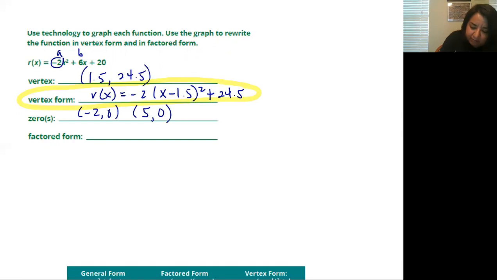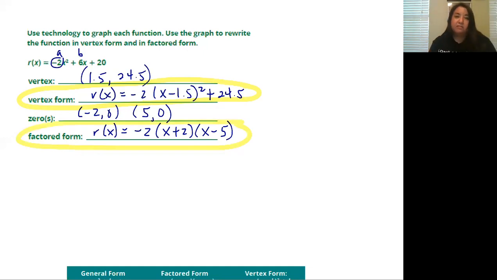Next, I'm going to use factored form. If you recall factored form, it was my A value times the quantity X minus root 1. My root 1 is -2, so X minus a -2 is X plus 2, times the quantity X minus root 2, which is 5. And therefore, I've now rewritten that in both vertex form and factored form when I had technology to help me graph.